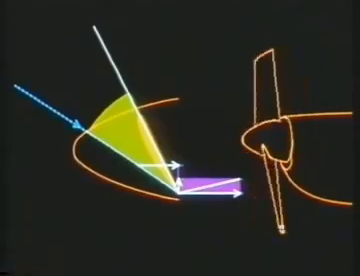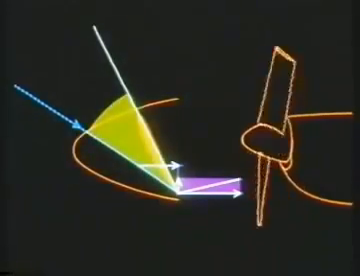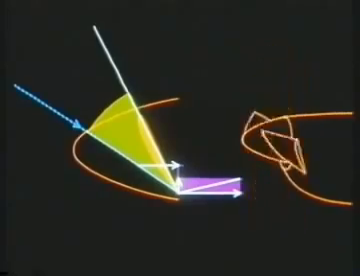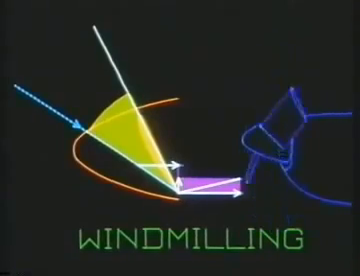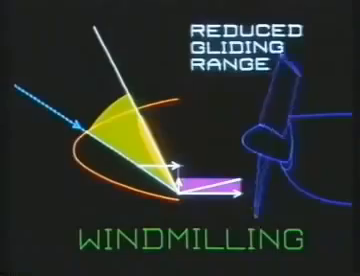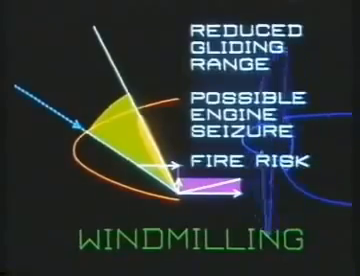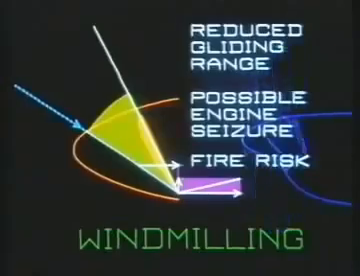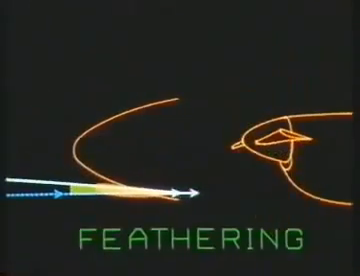Now the relative airflow strikes the forward surface of the blade, creating a negative angle of attack and reversing the torque so that the propeller drives the engine. This is known as windmilling. The decrease in performance it causes will reduce the gliding range, and if the engine is damaged, continuing to turn it could cause it to seize or even catch fire. Improvements to the variable pitch propeller enabled it to be feathered by turning it into a position of zero torque to stop the engine turning and minimize the drag.